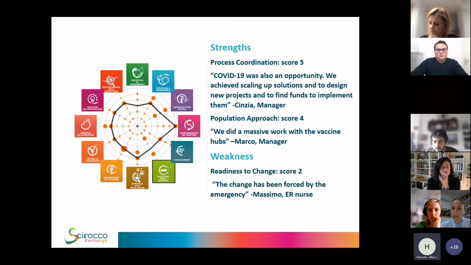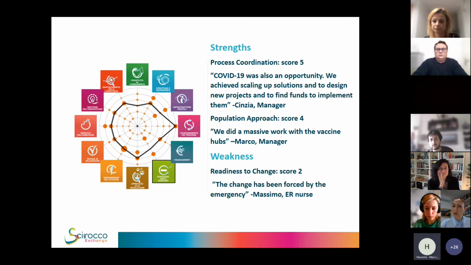Process coordination and population approach were recognized by the participants as strengths of the system. And these two dimensions were linked to different moments of the pandemic. Process coordination was already in place before this crisis, and was supported by very strong and codified pathways. But it was also a guide for all the system during the pandemic, from its start to the lockdown, and also in the vaccination phase.